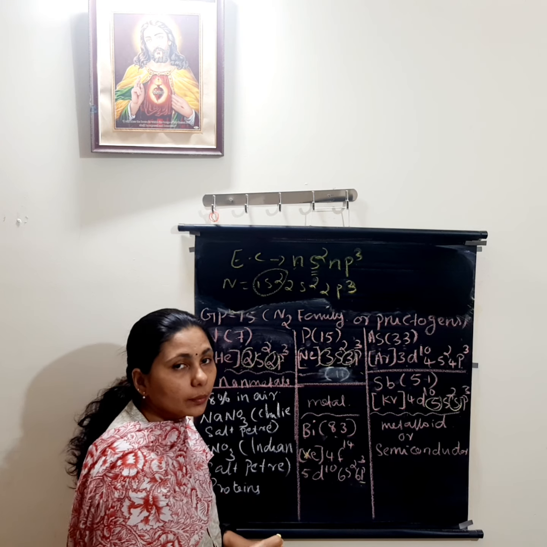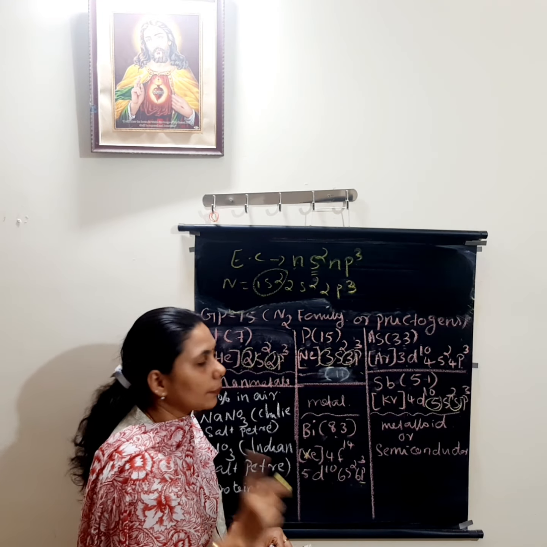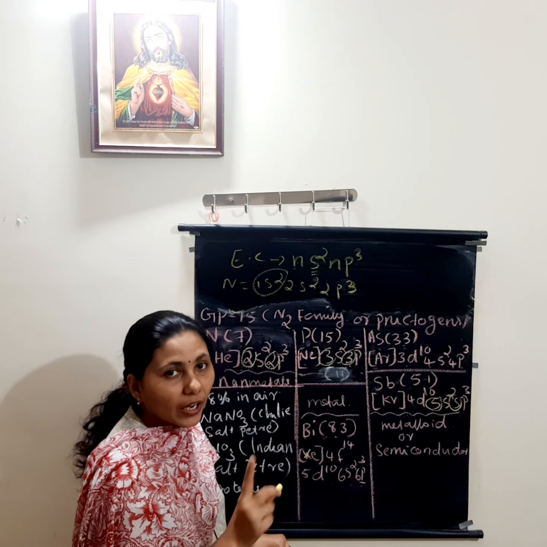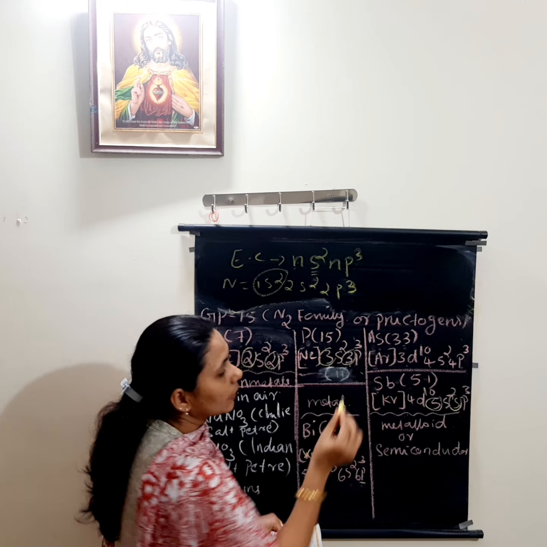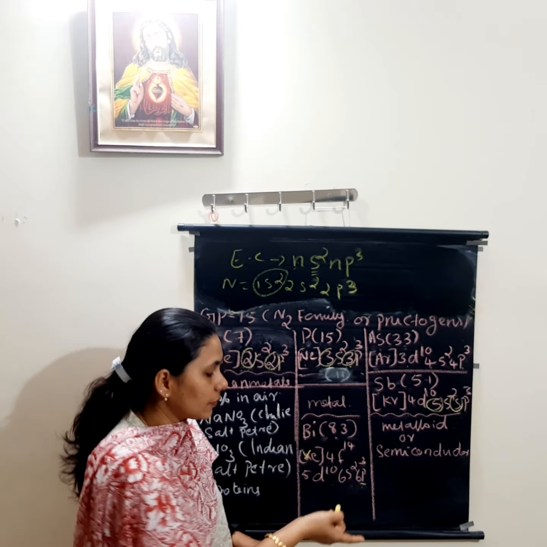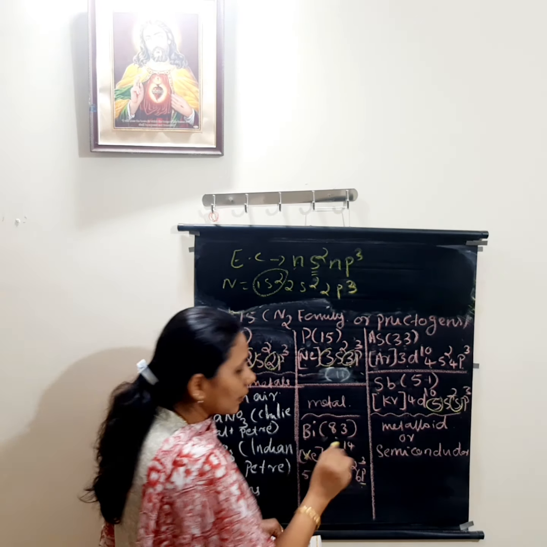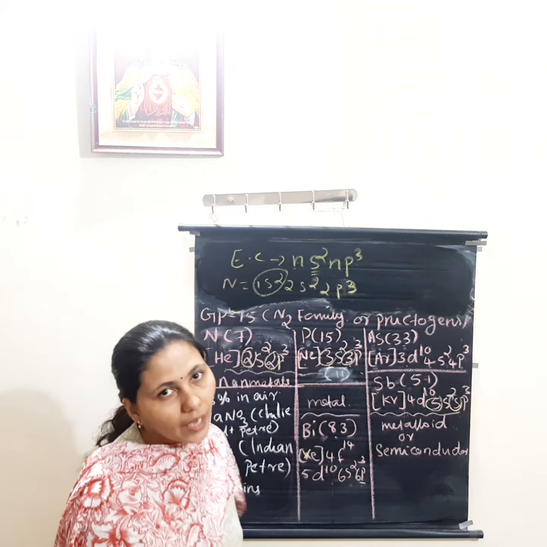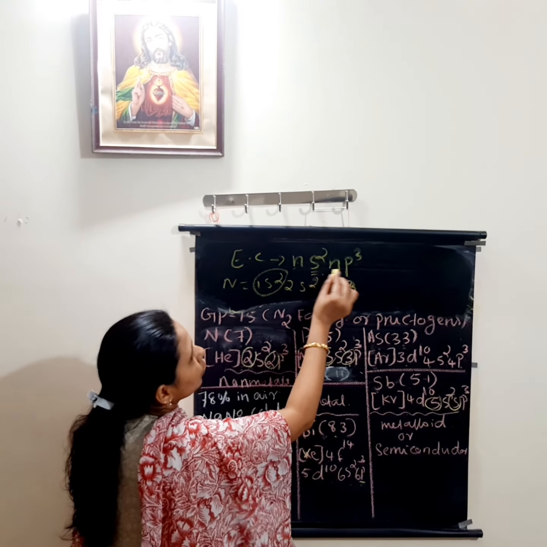So nitrogen is 2s2 2p3. Phosphorus is 3s2 3p3. Arsenic is 4s2 4p3. Antimony is 5s2 5p3. And the last one, bismuth, is 6s2 6p3. This outer number represents the period they belong to. So the general electronic configuration is ns2 np3.